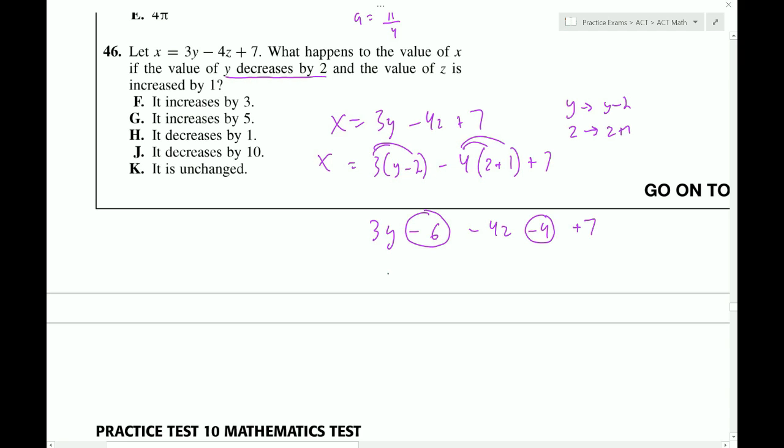Plus 7. So now we regroup the pieces that are not circled. That's the original stuff. And then we regroup these two circled pieces to make minus 10. So if you notice, it's the original thing that we had in the beginning, minus 10. So we're losing 10. It decreases by 10.